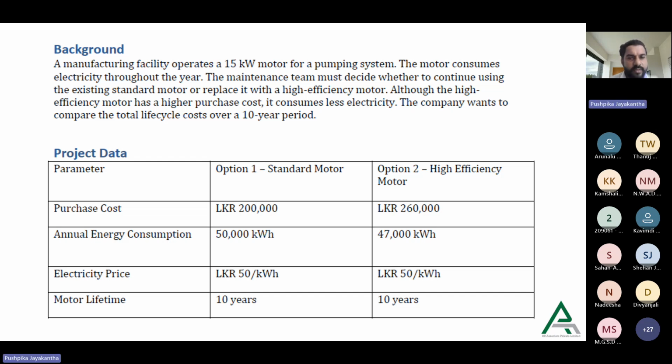There's a manufacturing facility operating a 15 kilowatt motor for a pumping system. The motor consumes electricity throughout the year. The maintenance team must decide whether to continue using the existing standard motor or replace it with a high efficiency motor. Although the high efficiency motor has a higher purchase cost, it consumes less electricity. The company wants to compare the total life cycle cost over a 10-year period. So you have to do the assessment. They have given this initial data.